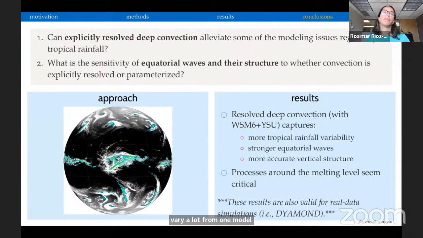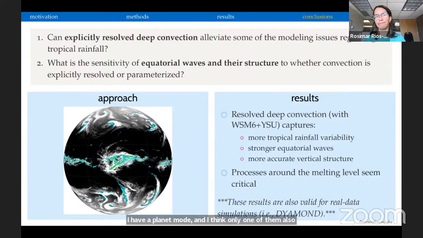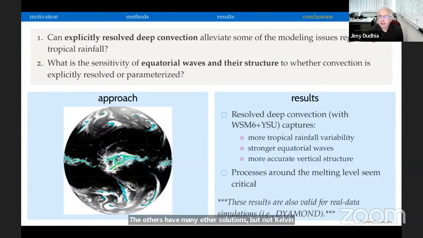For example, I compared these against 6 CMIP models that were run in aquaplanet mode, and I think only one of them also had Kelvin waves. The others had many other solutions, but not Kelvin waves. And there's a related question in the chat that I just saw, which is whether other physics would similarly have a lot of Kelvin waves. Do you think it's sensitive to physics, I guess is that question.